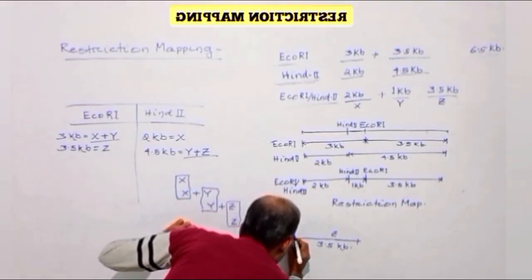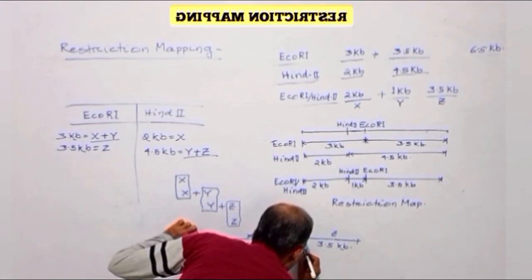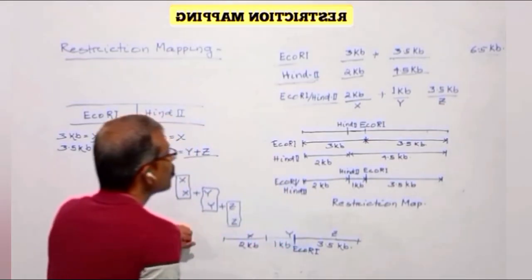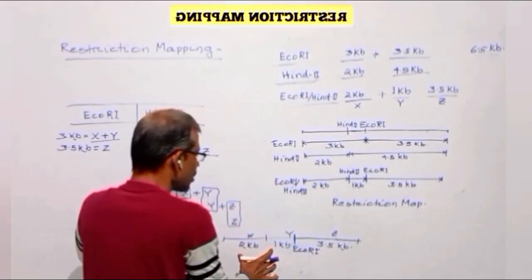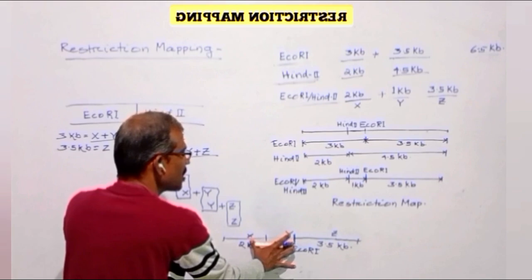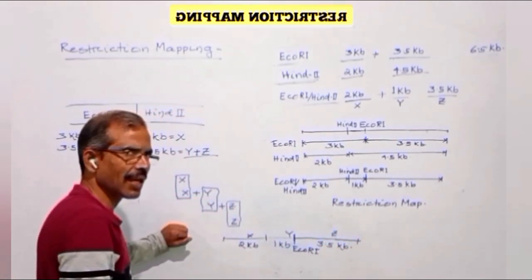So now the point is, where are the restriction sites for these two enzymes? This is the restriction site for EcoR1. So when the DNA strand is cleaved by EcoR1, two fragments are obtained. One fragment is 3 kb and the other one is 3.5 kb.